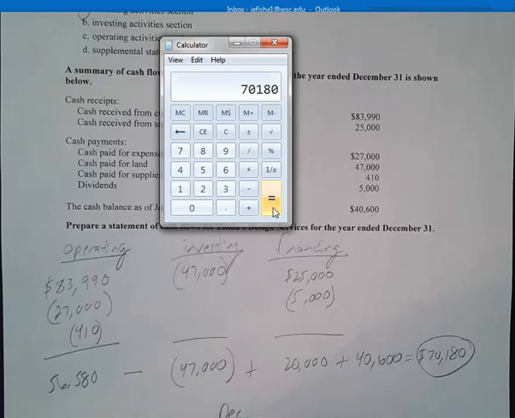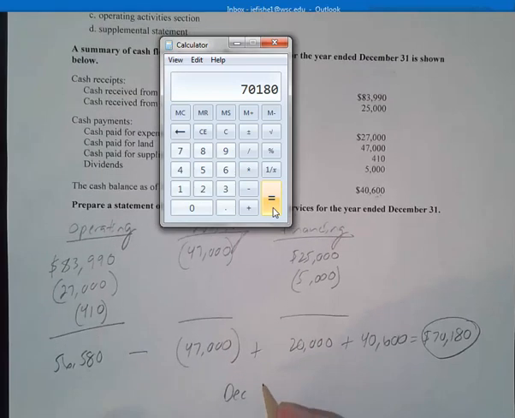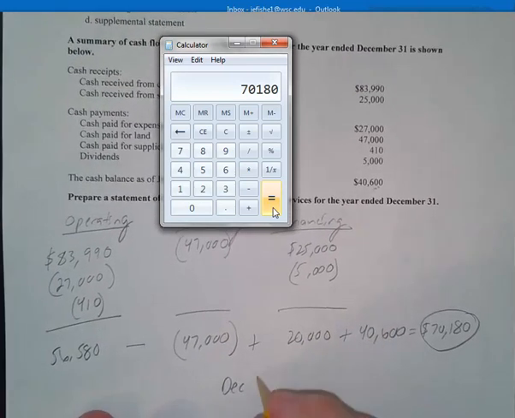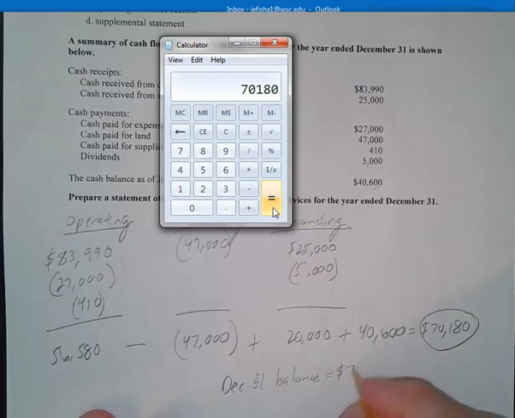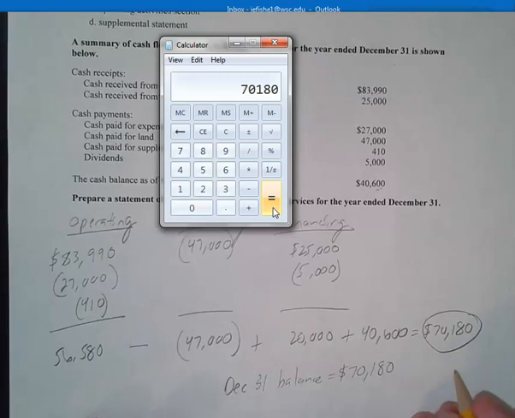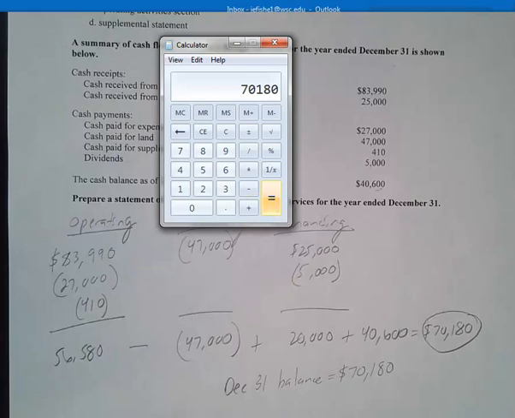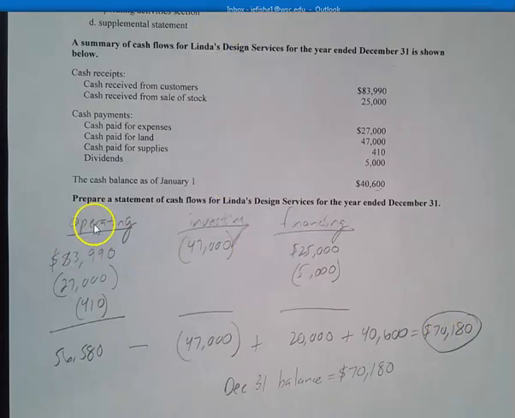So our December 31 balance equals $70,180. Okay, and we've done two things here. We've determined our ending cash balance, and we've gotten some practice with identifying each of these items as operating, investing, or financing activities. All right, let's wrap this video up.